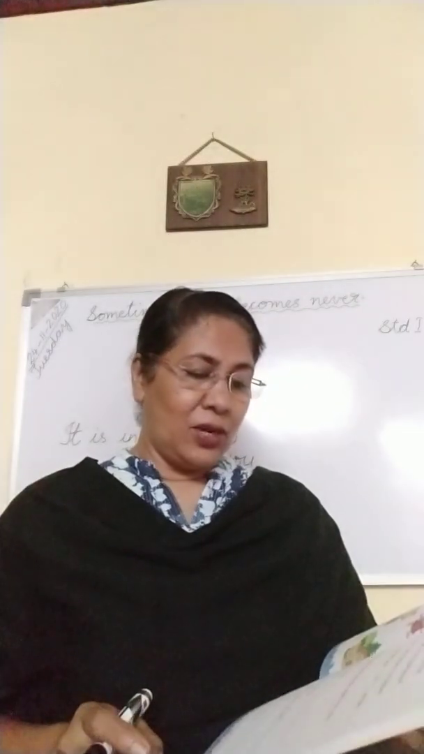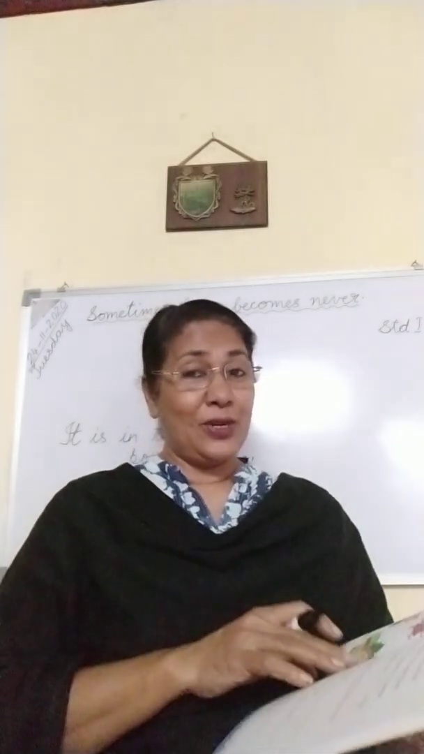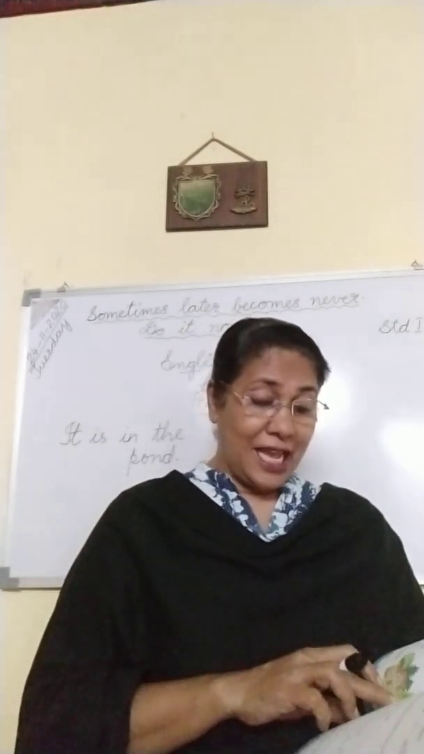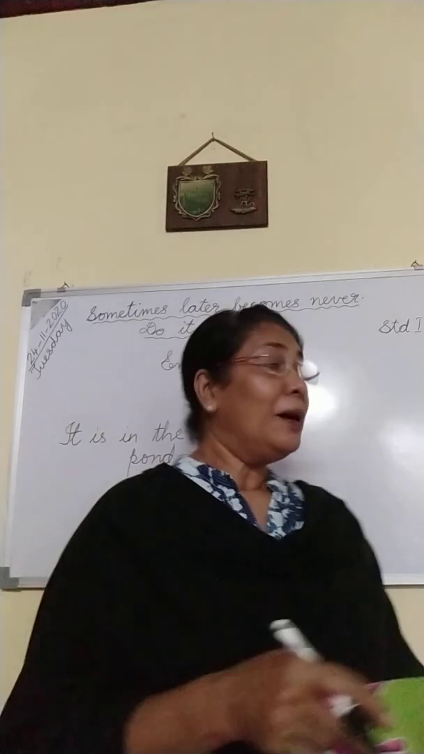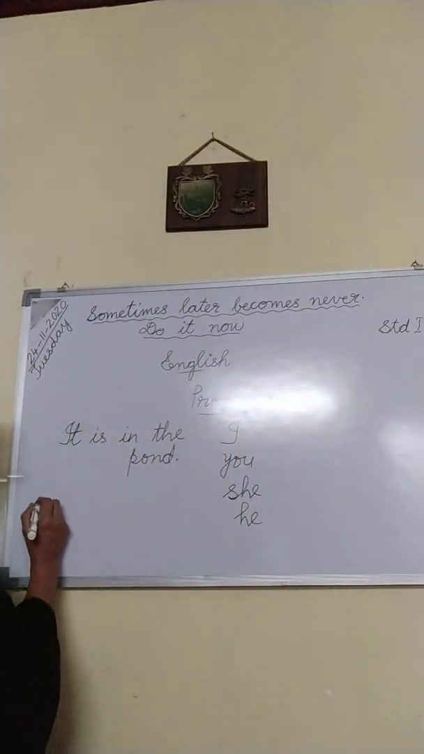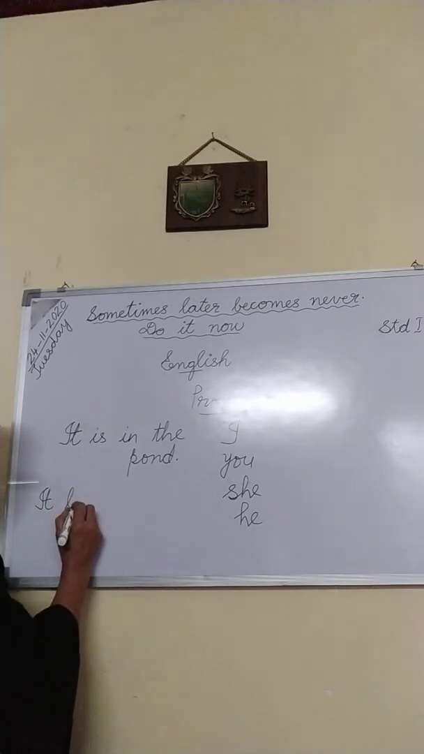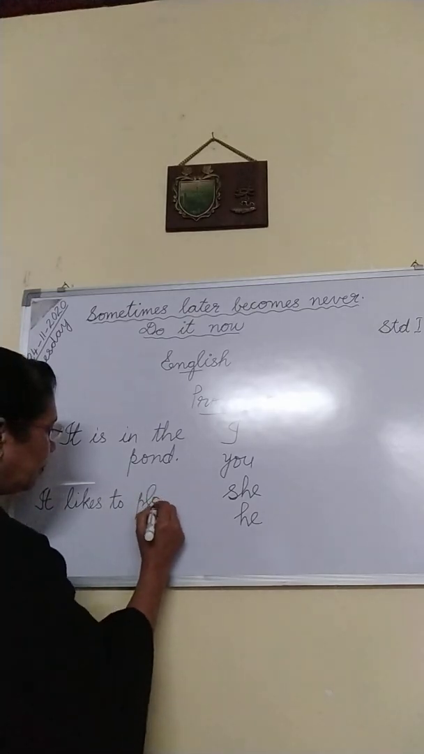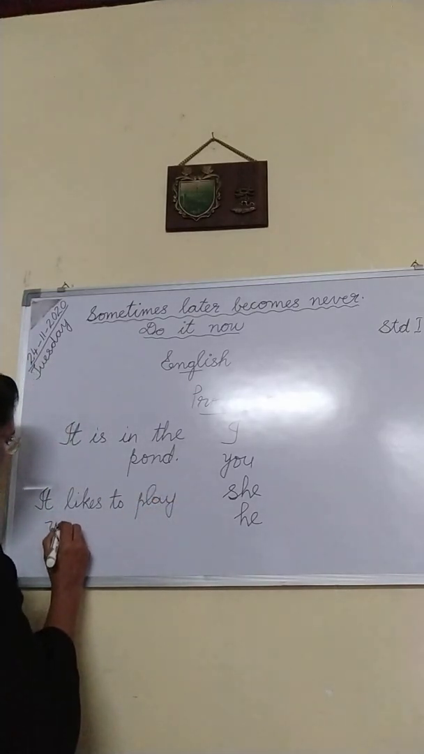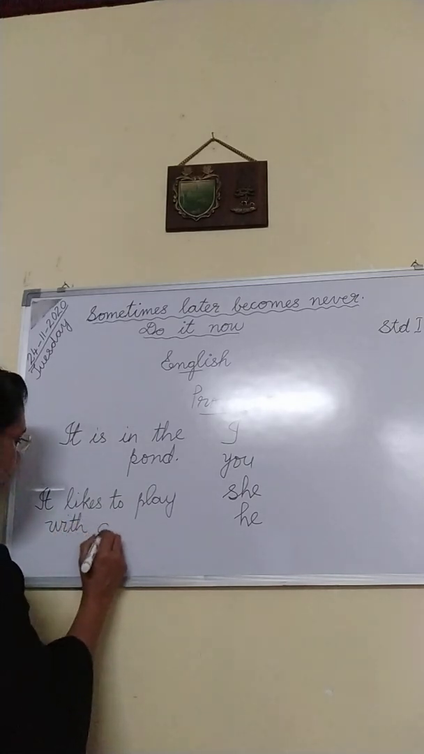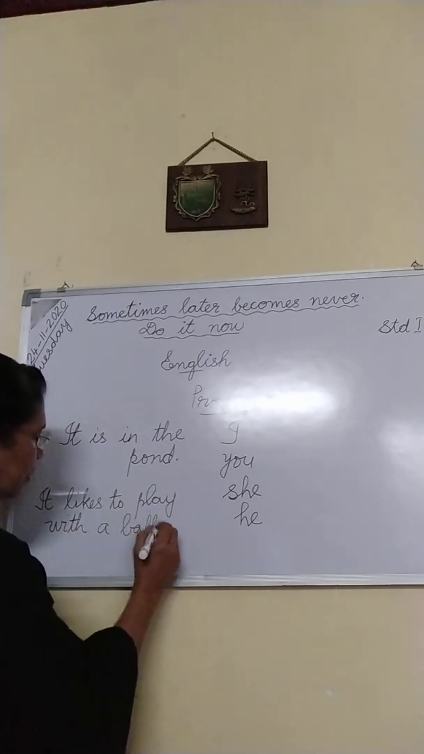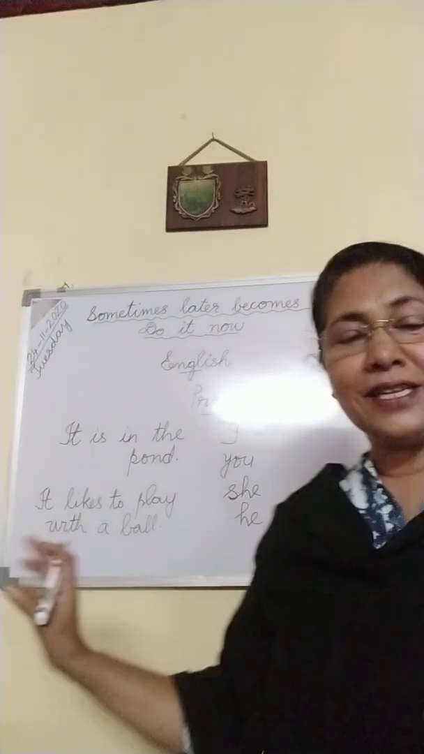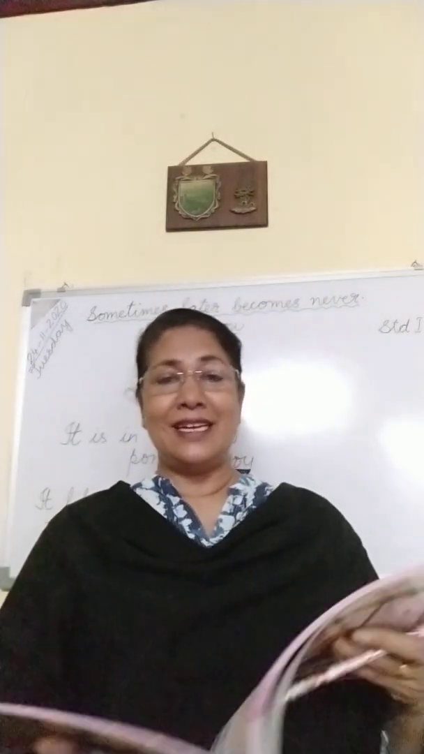Next one. I have a dog. The dog likes to play with the ball. Now again we are talking about the dog here. I have a dog. The dog. Instead of saying the dog, what should you say? Yes, it likes to play with the ball. It likes to play with a ball. Full stop. Now you don't have to write it the way I have written because I have no space. That is why I wrote it in two different lines. You can write it in a straight line.